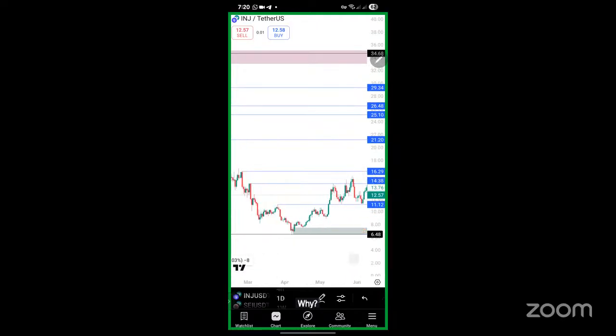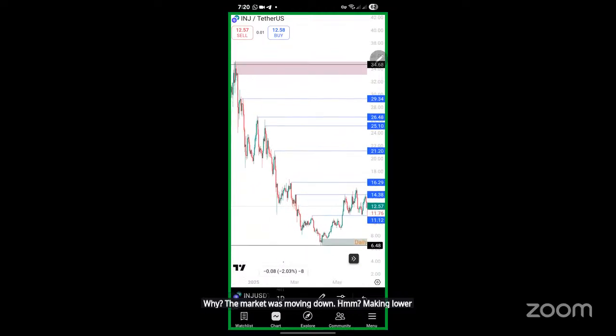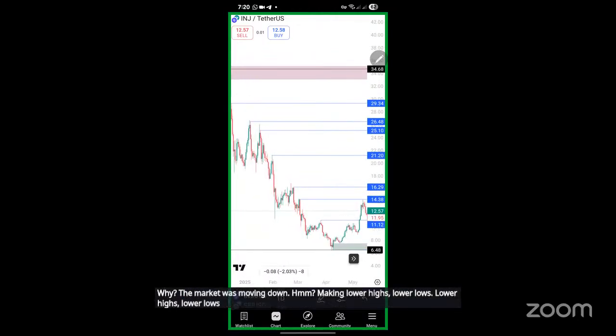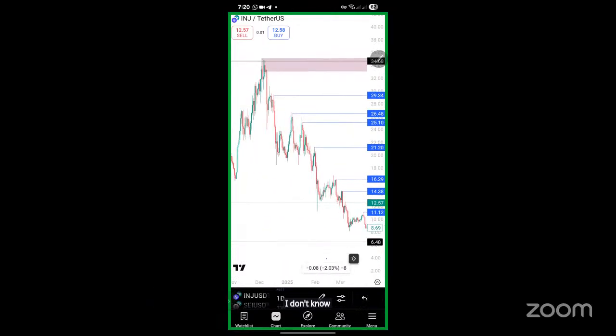Market was moving down, making lower highs, lower lows, lower highs, lower lows. I don't know whether you can see. Price was moving down. And how was it moving down? Lower high, lower low, lower high, lower low.